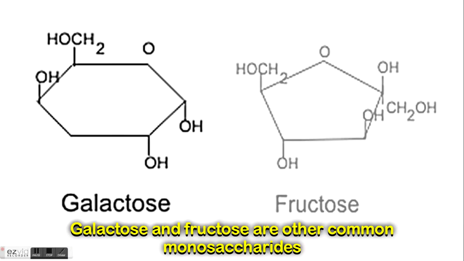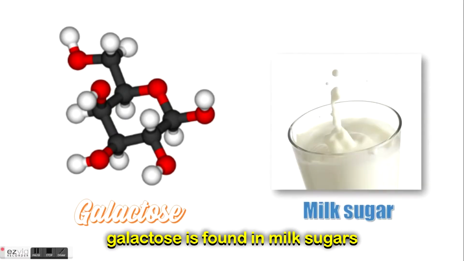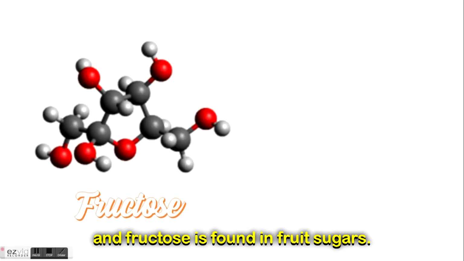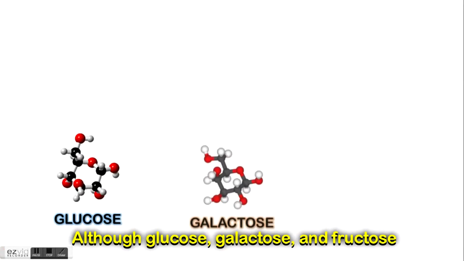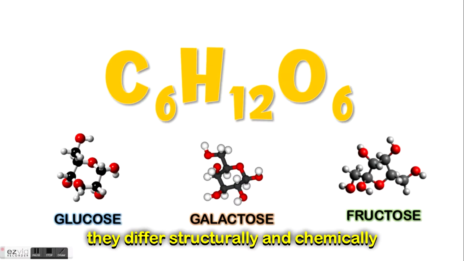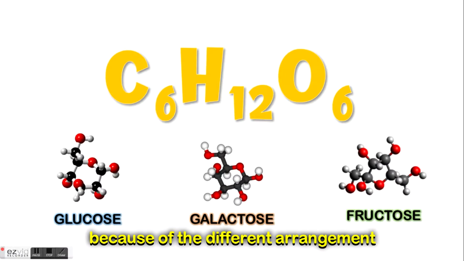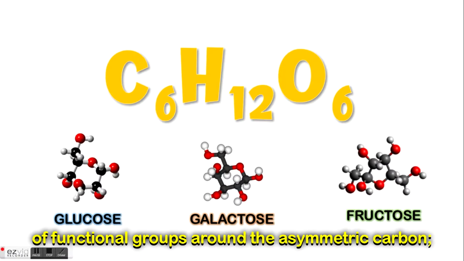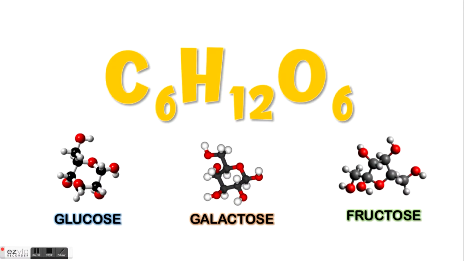Galactose and fructose are other common monosaccharides. Galactose is found in milk sugars and fructose is found in fruit sugars. Although glucose, galactose, and fructose all have the same chemical formula, they differ structurally and chemically, and they are known as isomers. Because of the different arrangement of functional groups around an asymmetric carbon, all of these monosaccharides have more than one asymmetric carbon.